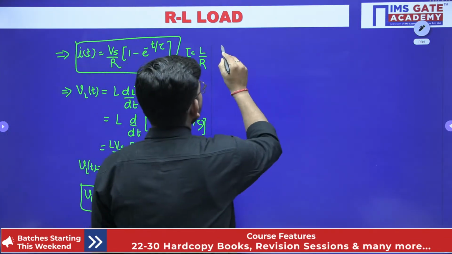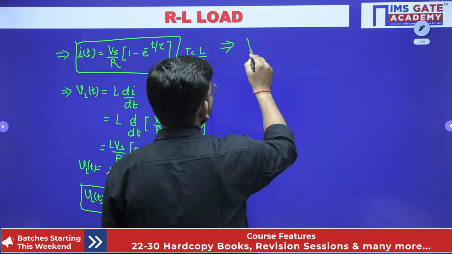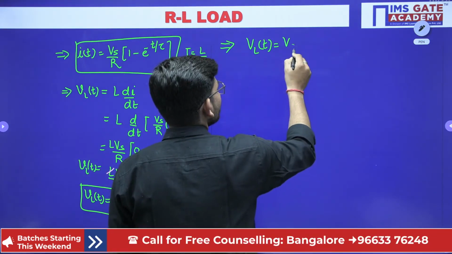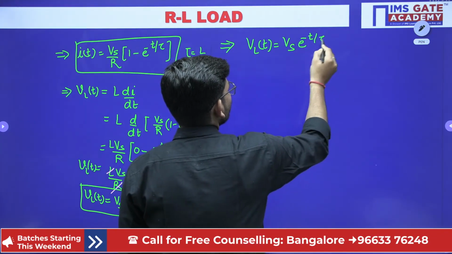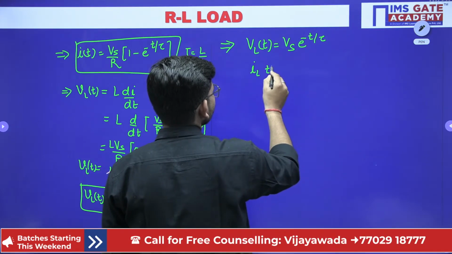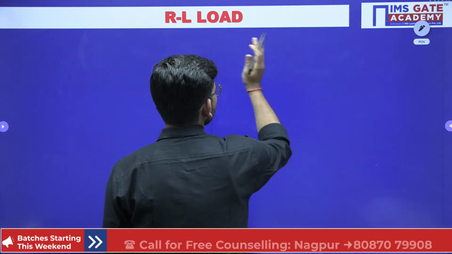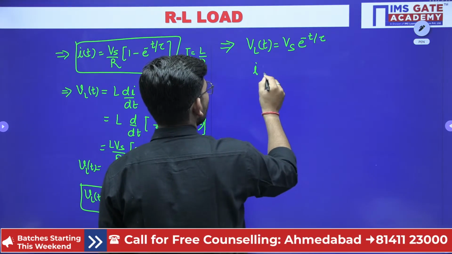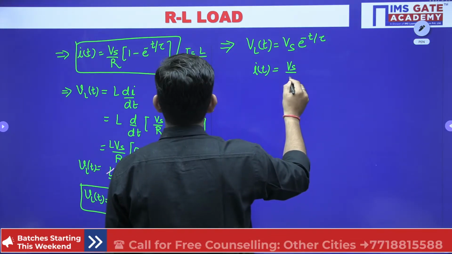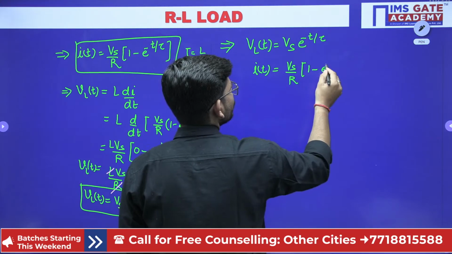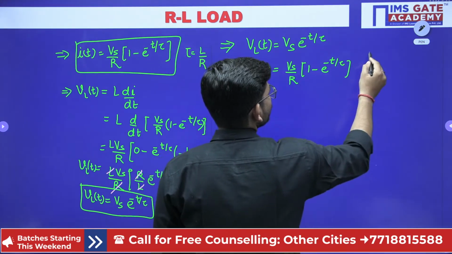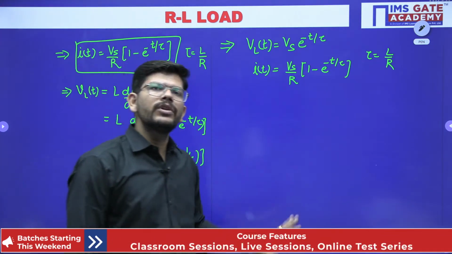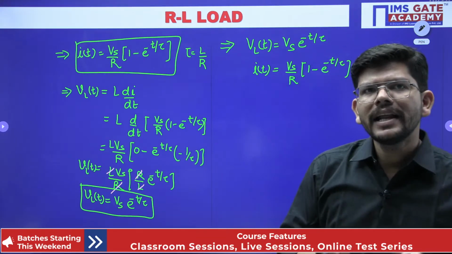So this is going to be my expression for voltage, and this was my expression for current. Let me write them again. What expressions have I obtained? The inductor voltage is given by Vs e to the power minus t over tau, and the inductor current, or the circuit current basically, because they are connected in series, is I of t equals Vs over R times 1 minus e to the power minus t over tau, where tau is the circuit time constant, which is L by R. So we have obtained these expressions for voltage and current in the case of an RL load.